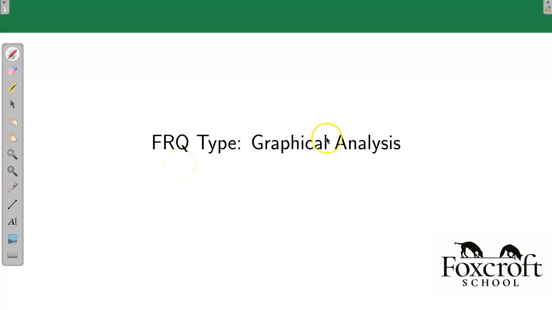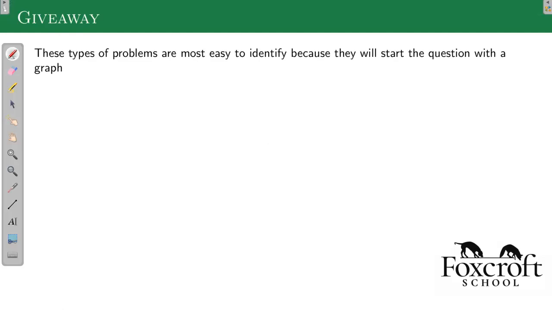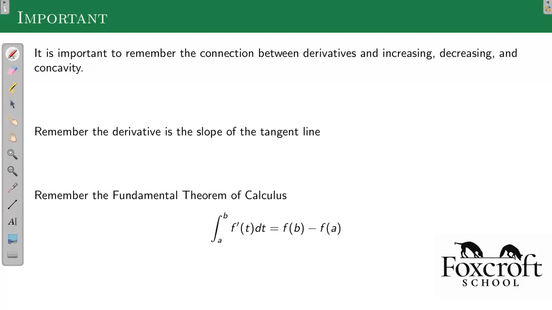Our next FRQ type is graphical analysis, and this comes up on most AP exams, but it's always in a slightly different way, so it's not as nice as like linear motion and rate in, rate out, which always looks very, very similar. But graphical analysis, again, how can you tell if it's a graphical analysis? There's a graph in the problem. Maybe it's not always a graph, maybe they give you a function and you need to graph it, but chances are if you see a graph at the top, 9 times out of 10, it's a graphical analysis question.